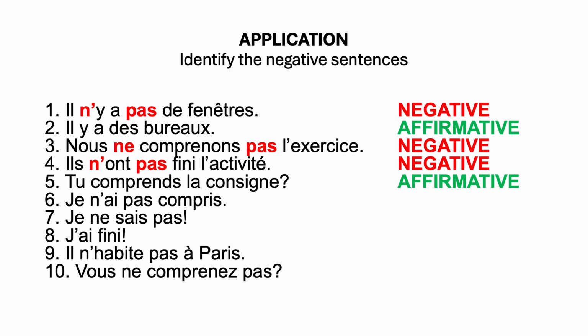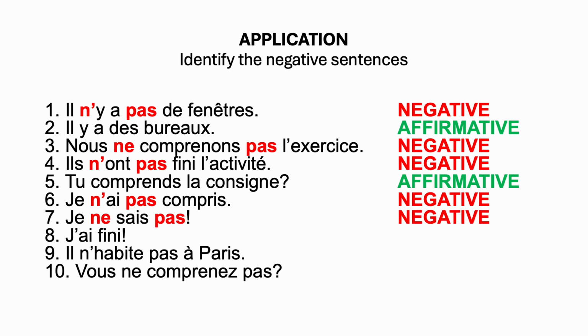6. "Je n'ai pas compris" is negative. Repeat after me. Je n'ai pas compris. Which means I didn't get it, I didn't understand, or I have not understood. 7. "Je ne sais pas" is negative. Repeat after me. Je ne sais pas. Which means I don't know.